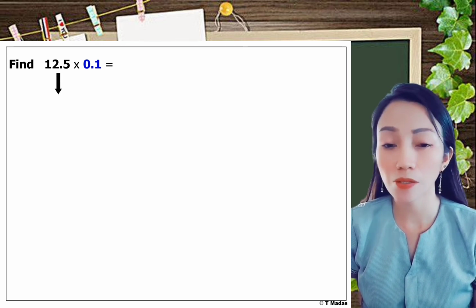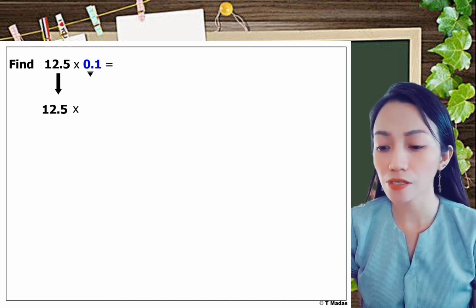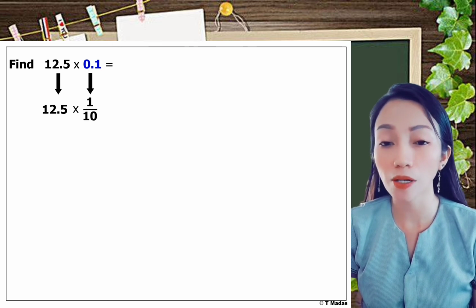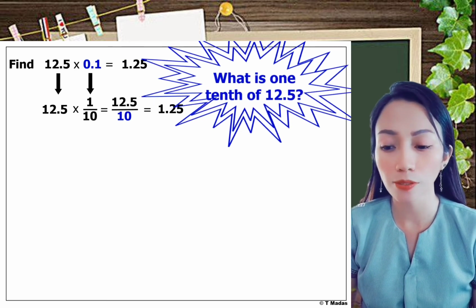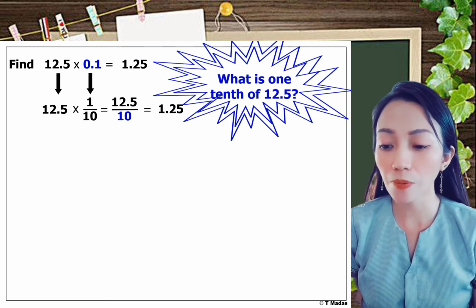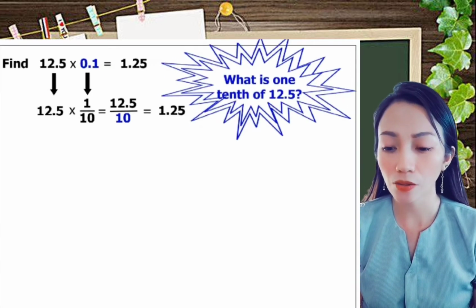12.5 times 0.1. In order to get 1.25, first you have to express the 0.1 into 1 over 10. That will become 12.5 times 1 over 10 is equal to, let us multiply, 12.5 times 1, that is 12.5 over 10. So therefore, that's equal to 1.25.